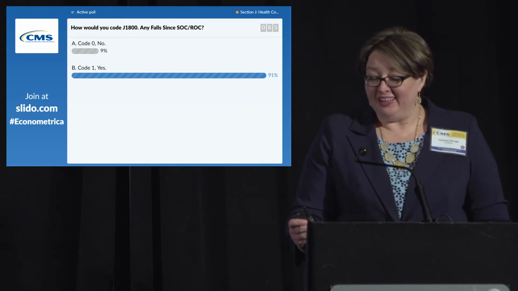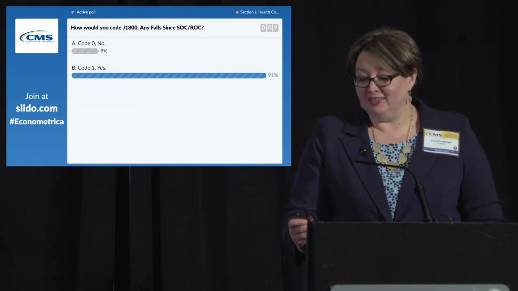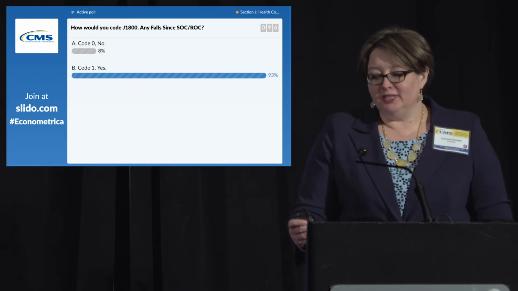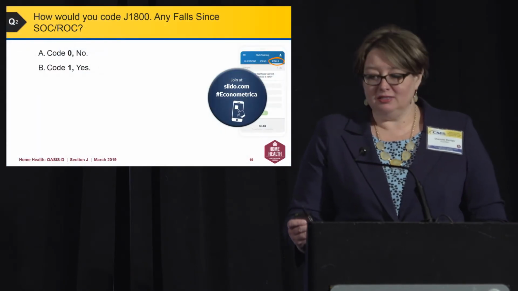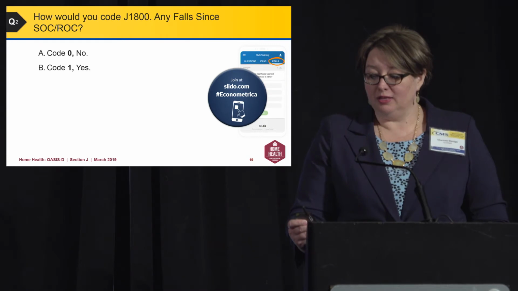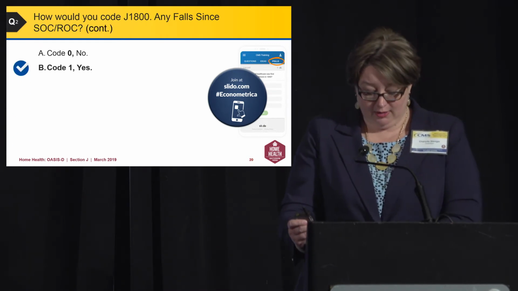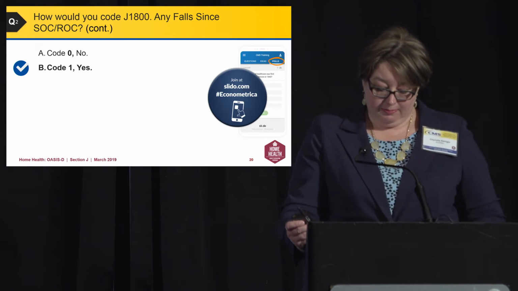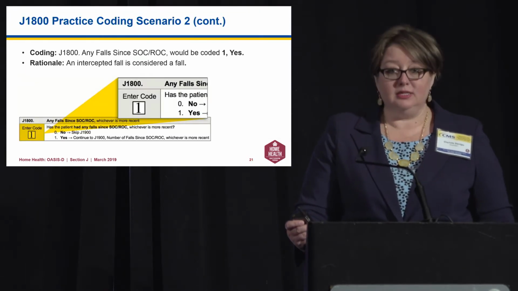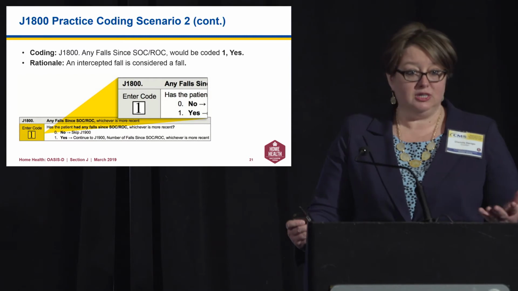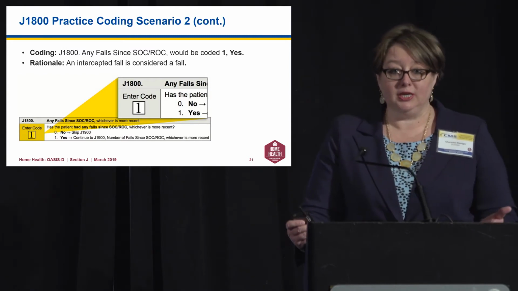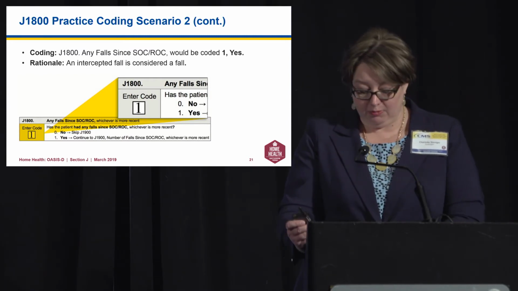I see we got a lot of great responses here. So it looks like 92% of you or so say yes, okay? Let's see what the right answer is. And indeed, it is code 1, yes. And the rationale is that this was just defined as an intercepted fall, right? And do we count those for J1800? Yes, indeed, we would.